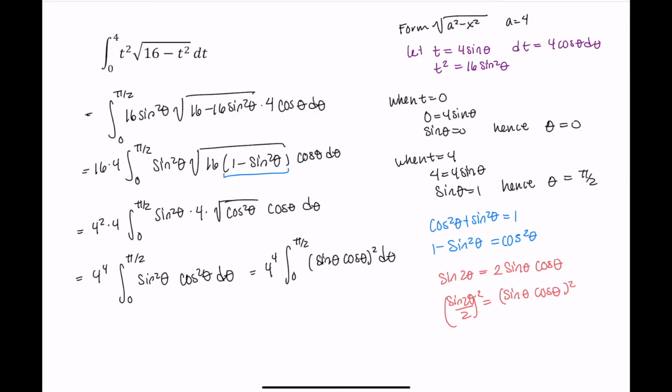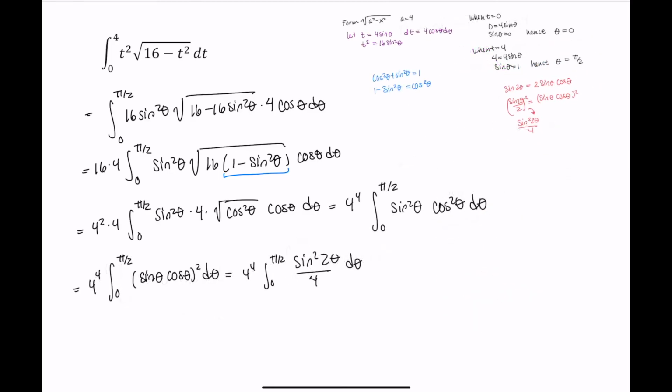So I can replace this sine theta cosine theta squared with this quantity, sine squared of 2 theta. And sine 2 theta over 2 squared is sine squared 2 theta over 4. So that is what I'm replacing this entire quantity with. So I have 4 to the 4th times the integral from 0 to pi over 2 of sine squared 2 theta over 4 d theta. As you can see, I have rearranged this to make more space, so I'm going to continue to rewrite this. Now I have 4 to the 4th over 4 times the integral from 0 to pi over 2.